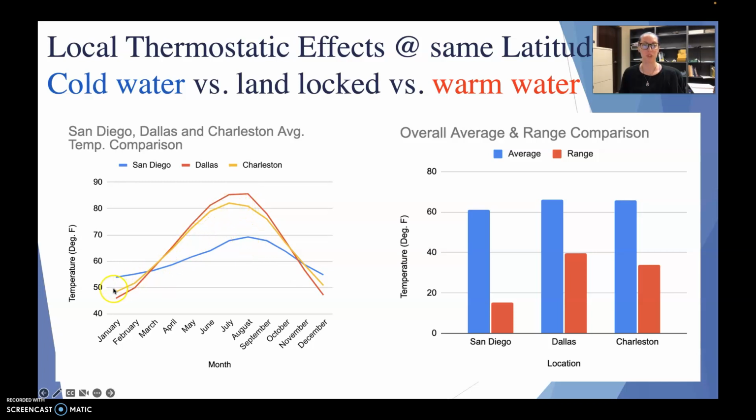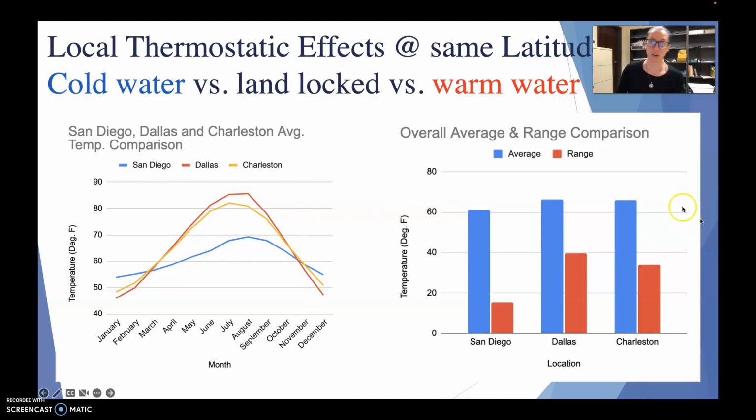But notice with the Charleston line, even though it still has a pretty large range compared to San Diego, it's still moderate in comparison to Dallas. So it's cooler in the summertime and warmer in the wintertime. And think about where Charleston is. It's on the East Coast and it's next to an ocean, but it's next to a very warm ocean. So the temperatures can fluctuate a heck of a lot more.